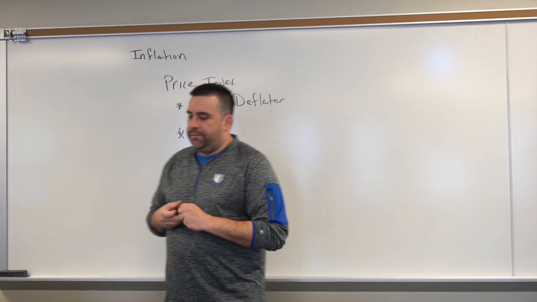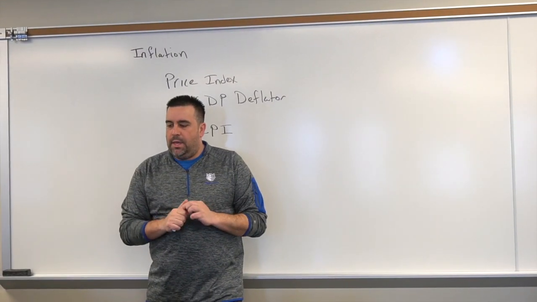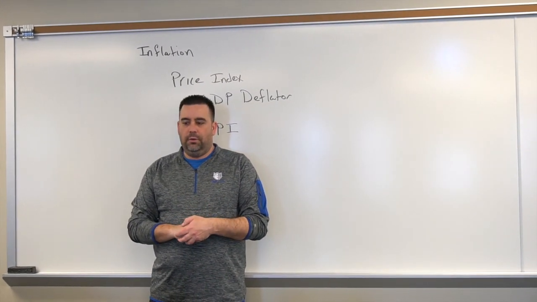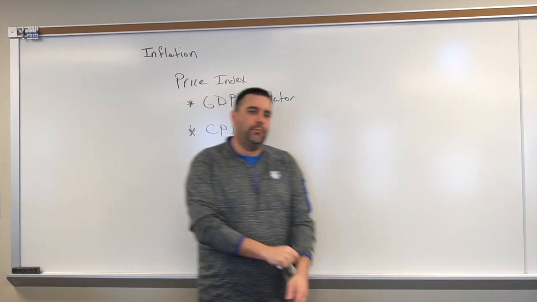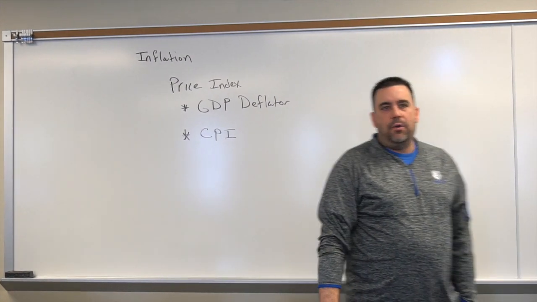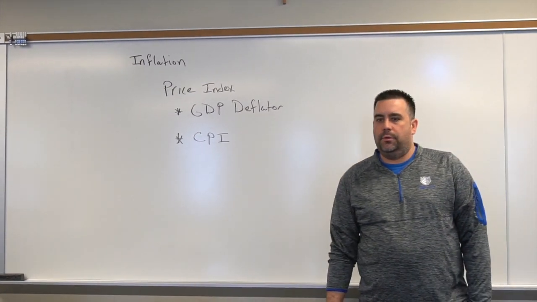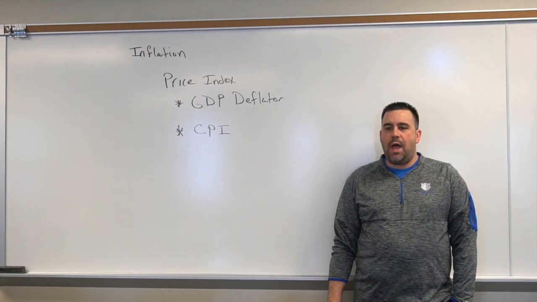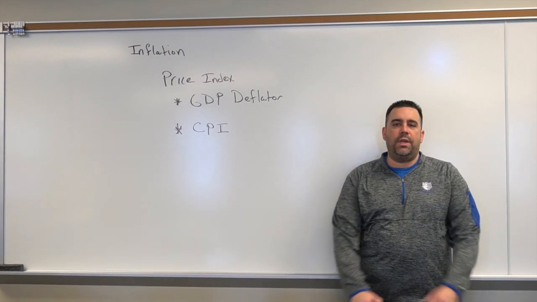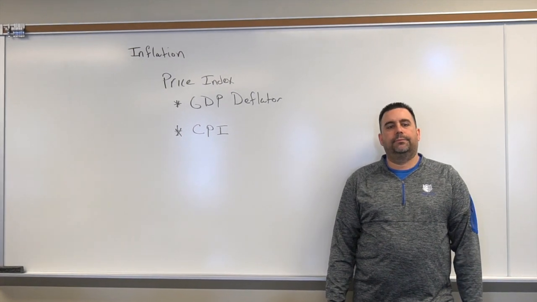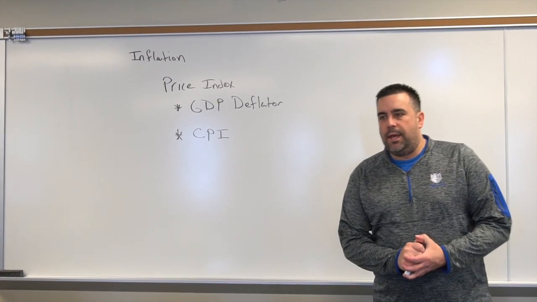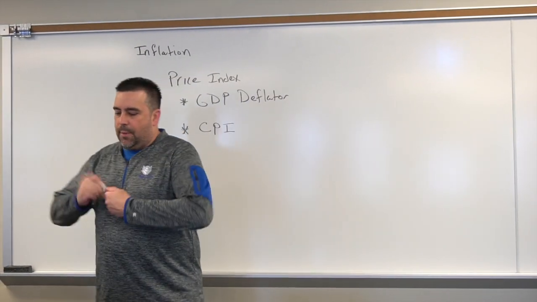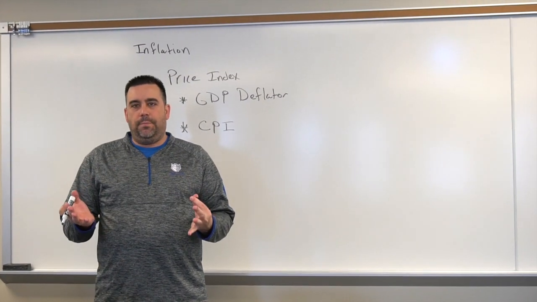The GDP deflator is a measure of the price level found as the ratio between nominal and real GDP. Again, a measure of the price level found as the ratio between nominal and real GDP.